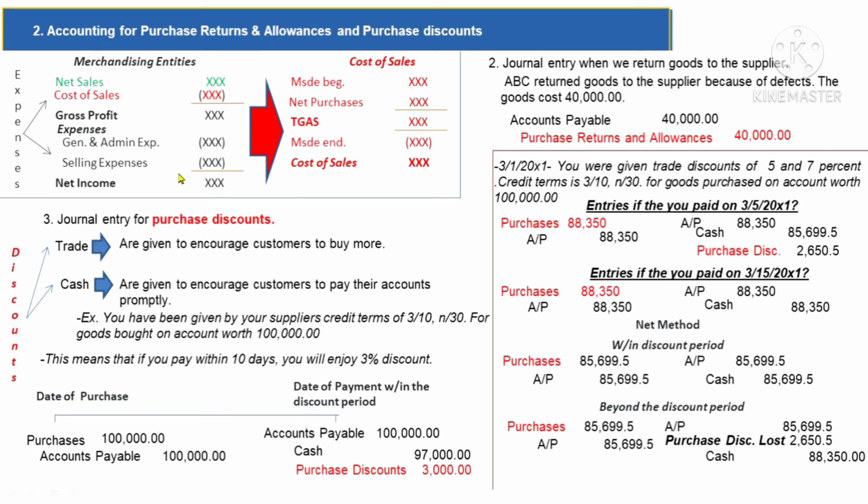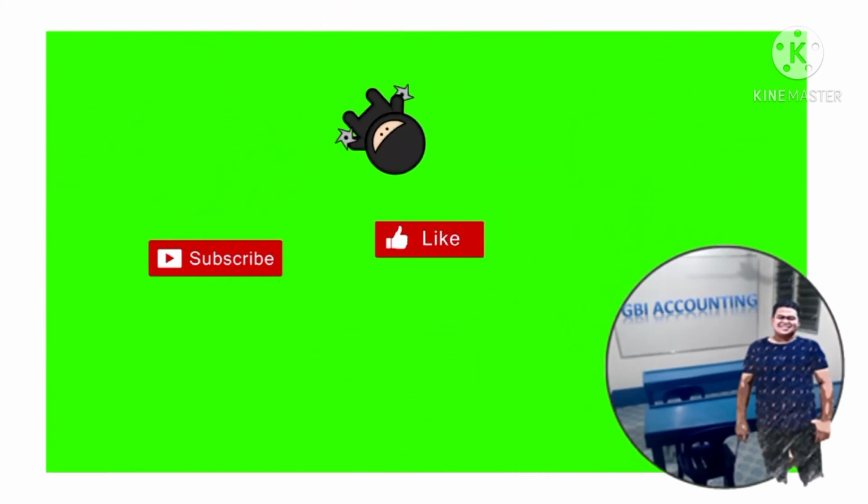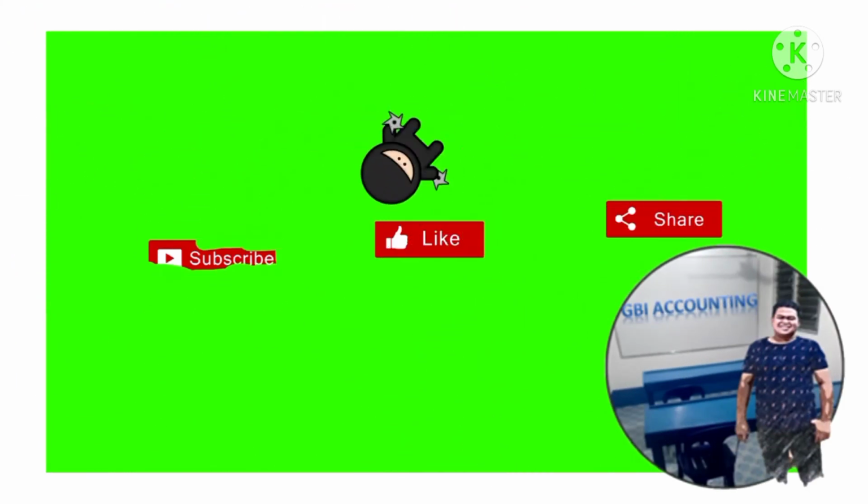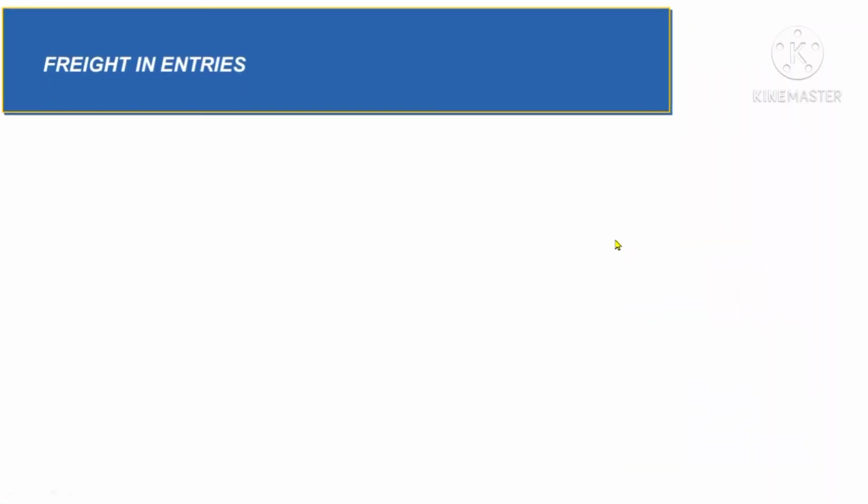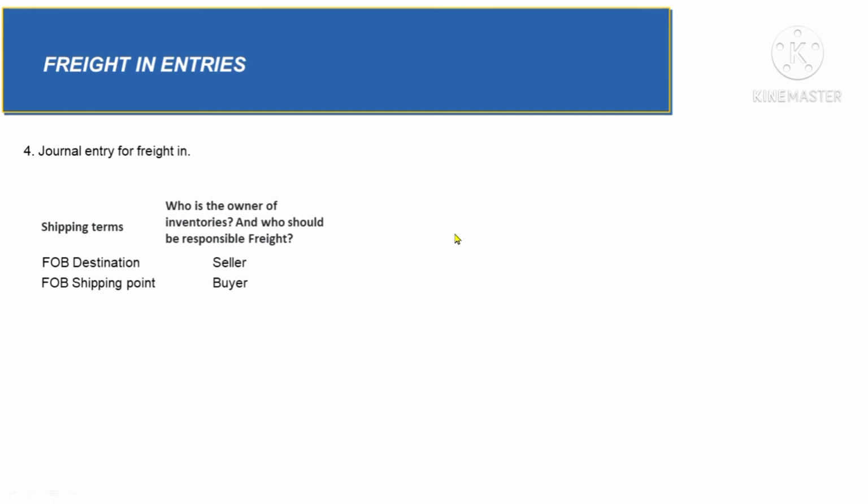The next is all about the freight in. So we are now on the freight in. So what will be the entry? You already know that it depends on the shipping terms and the freight terms, right? The shipping terms answers the question who is responsible for the freight. If FOB destination, of course, the ones responsible for the freight is the seller. And the ones responsible, if ever the terms is FOB shipping point, is the buyer.